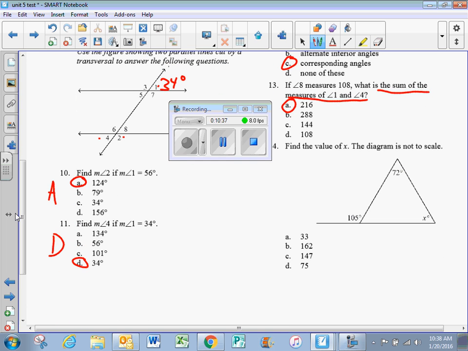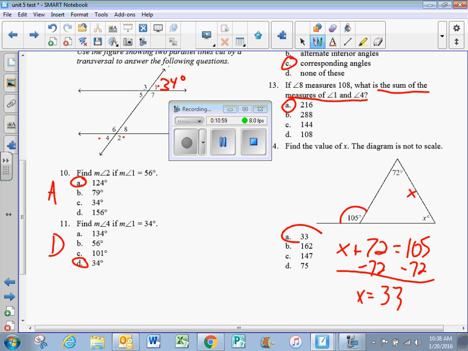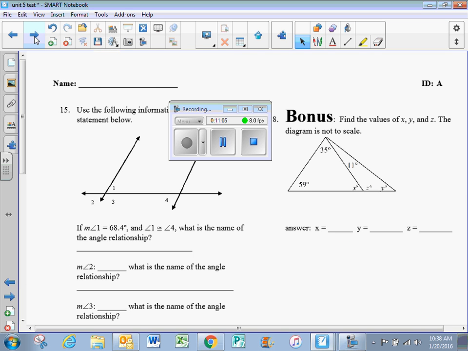paying attention. Next one, exterior angle theorem says the two angles furthest away from the exterior angle, their sum is equal to that exterior angle. So if I add these two together, it equals that one there. Subtract 72, and x equals 33. So again, that was a pretty easy page, or meant to be an easy page. Pretty straightforward. Okay, next page.